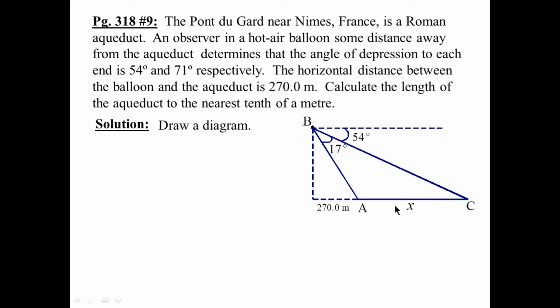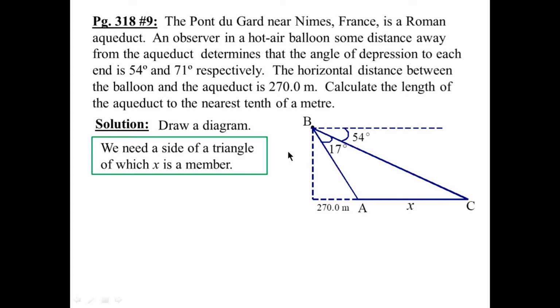Well, I would like to go x over sine 17 equals something over sine c, but darn it, I don't have any sides. So we're going to need a side of a triangle of which x is a member. And once again, this side right here is shared by these two triangles. Let's give that side a name, call it, say, y. Now we can find out y because we can do some SOHCAHTOA in this right-angled triangle.